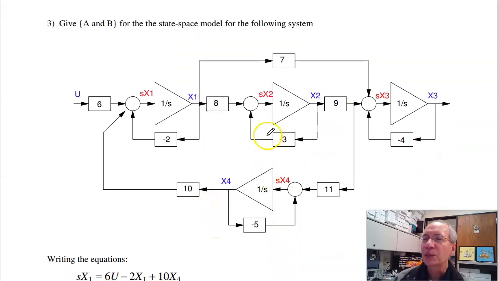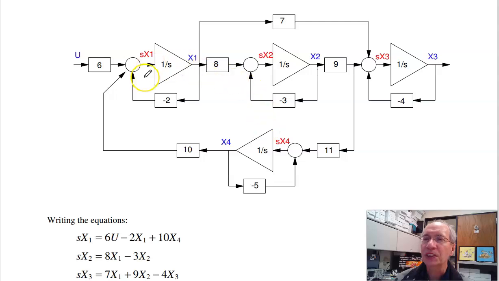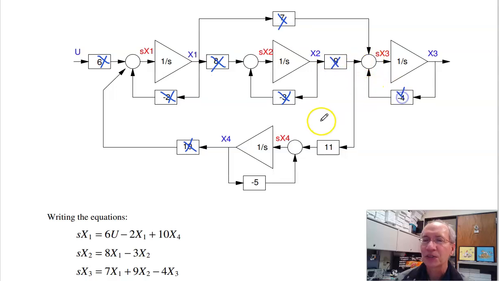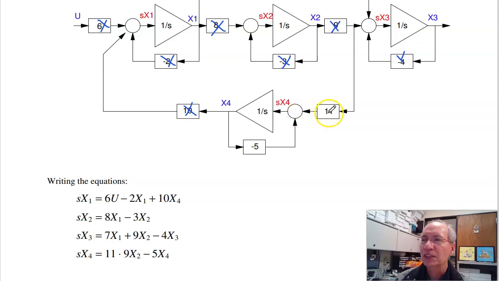Problem 3. Here's a block diagram. Express it in state space form. So what I would do is I'd start writing the equations at the input. The input would be right here. That's Sx1 is equal to 6 times u minus 2 times x1 plus 10 times x4. Sx2 is 8 times x1 minus 3 times x2, and that's it. Sx3 is 7 times x1, 9 times x2, minus 4 times x3. And Sx4 is 11 times 9 times x2, minus 5 times x4.